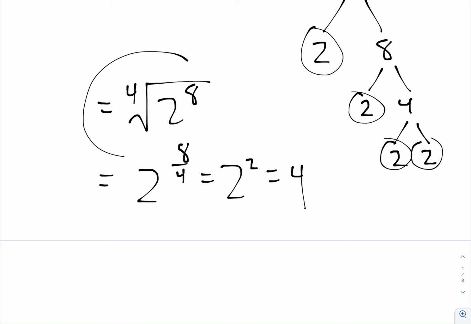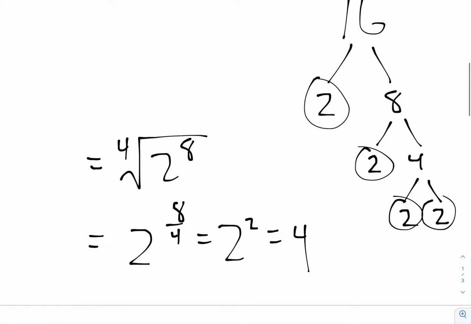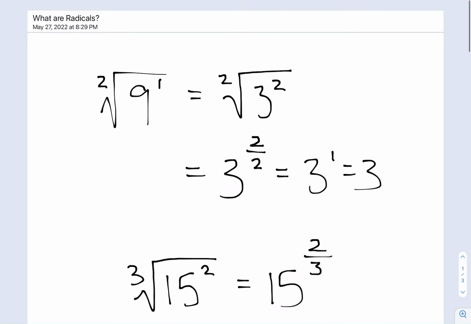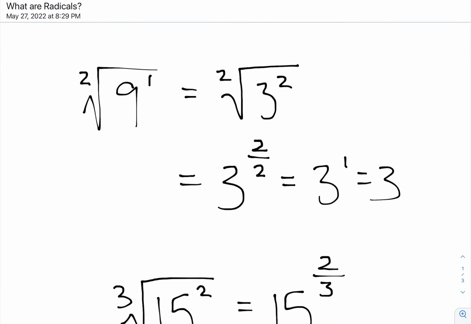So if we can get it into this form and then change it into exponential form, it's going to be a lot easier to analyze these radicals. So that's really what radicals are. That's the operation behind the square root and the cube root, all those weird symbols. So this is kind of the basis of what we need to know.